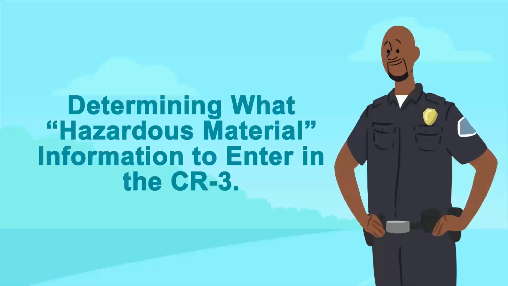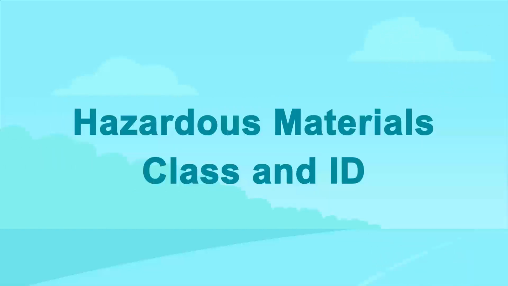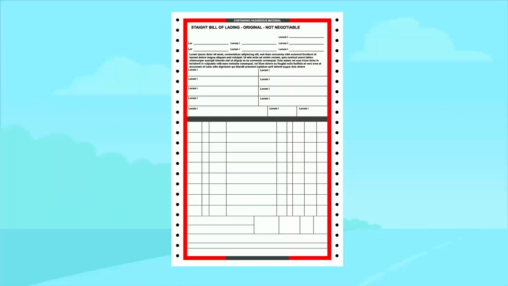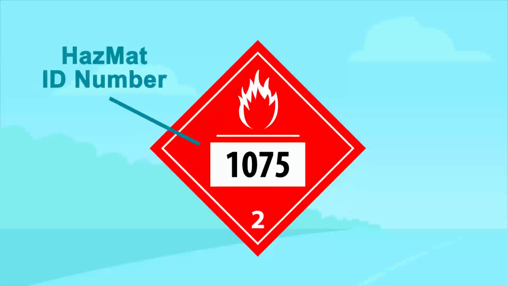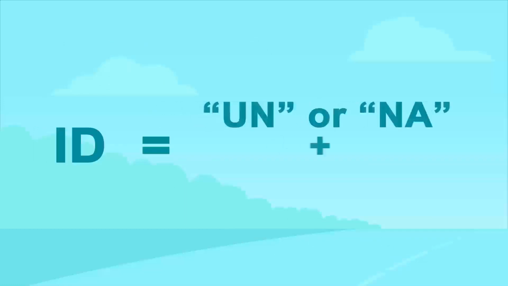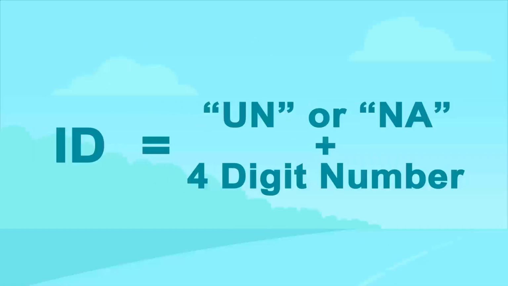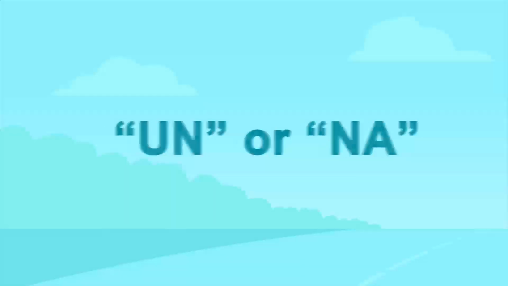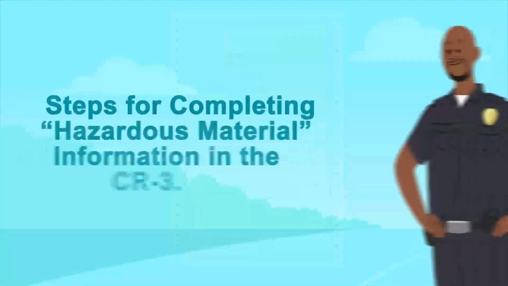Determining what hazardous material information to enter in the CR-3. The hazardous material class and ID numbers can be found on the shipping papers or bill of lading, which should be carried in the vehicle. If shipping papers or bill of lading is not available, or if the class and ID numbers cannot be located on these documents, the numbers may be taken directly from the diamond-shaped placard. The hazardous material ID number is a 4-digit number preceded by UN or NA. The 2-letter designation of either UN or NA may be found on shipping papers.